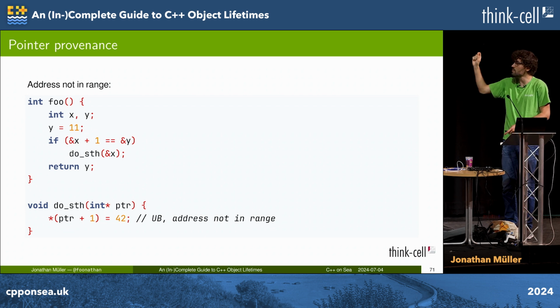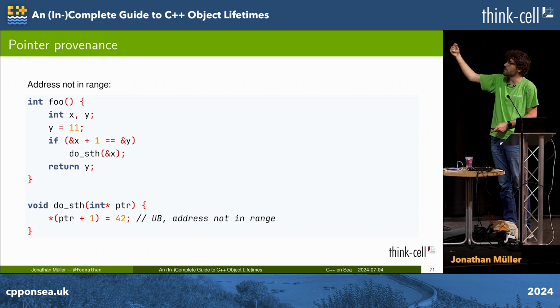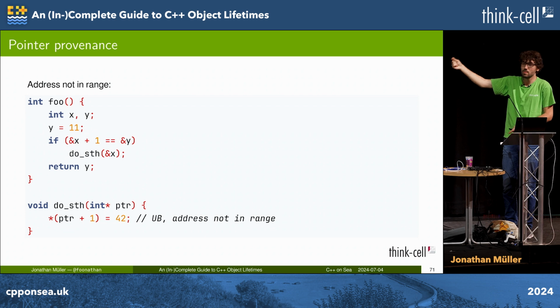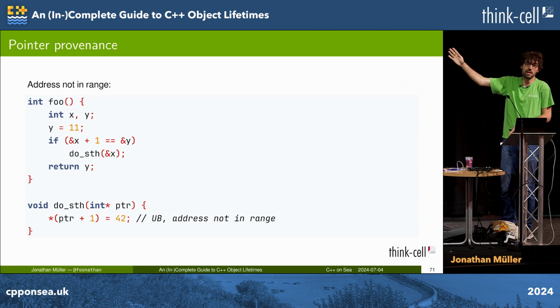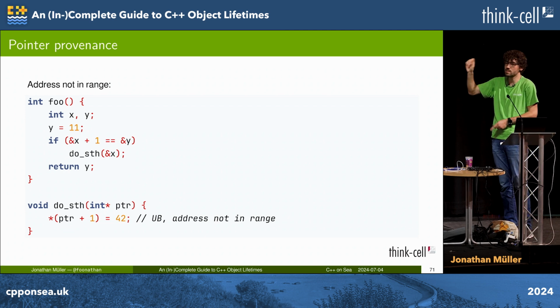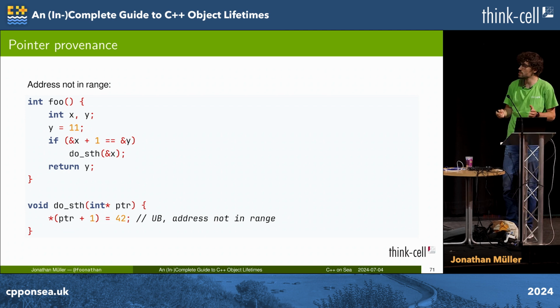So this is undefined behavior because the address is not in range, and this explains why the compiler is allowed to do the optimization. Since the address of y is never taken outside the function, nobody can get at the address of y to modify y, right? It just simply isn't possible because of the provenance changes.